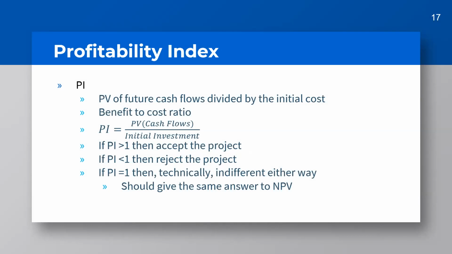Lastly is the profitability index. I say lastly, but there are many different capital budgeting tools. These are 3 of the most popular ones. NPV is by far and away the best metric to use.